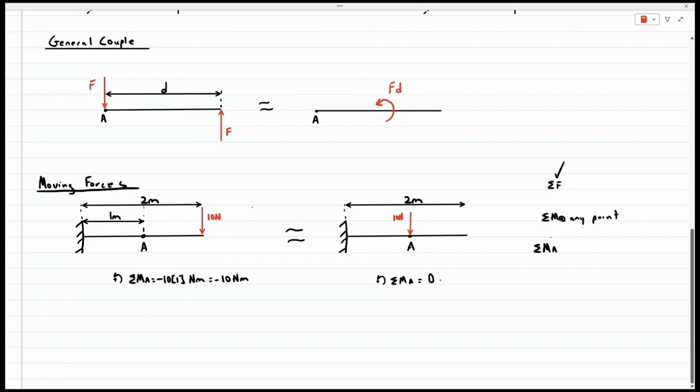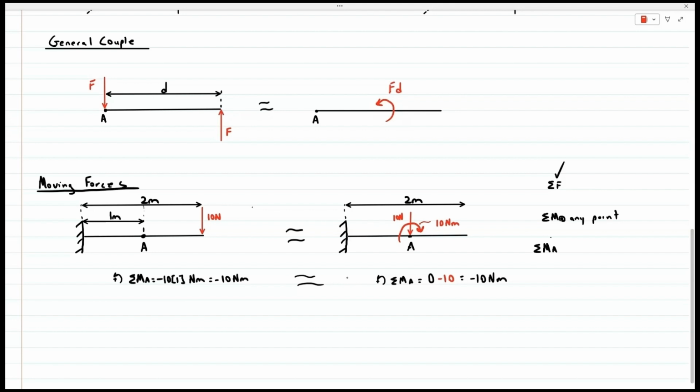If that's true, all we need to do to the right-hand side system, if we took a moment about point A, we would still get 0, is introduce a clockwise couple of 10 Newton meters. Clockwise corresponds to negative, because if you curl your fingers and point your thumb, you'll be in a negative k hat direction.